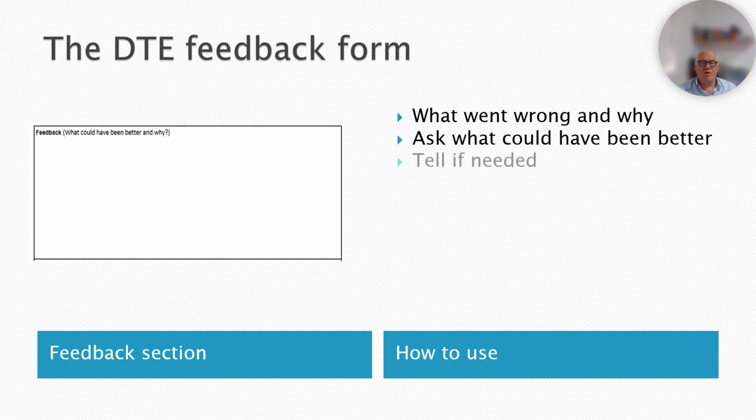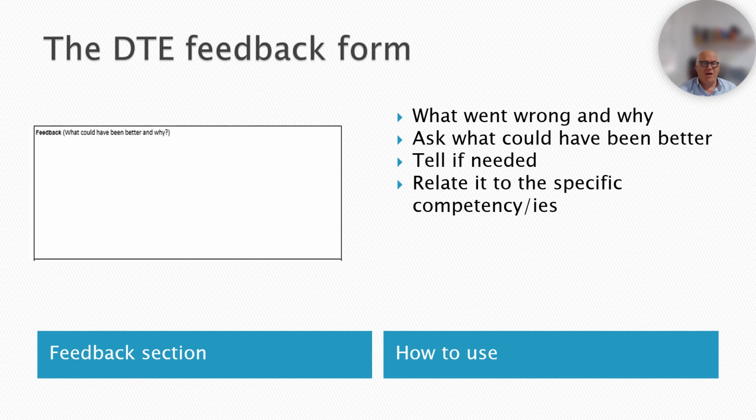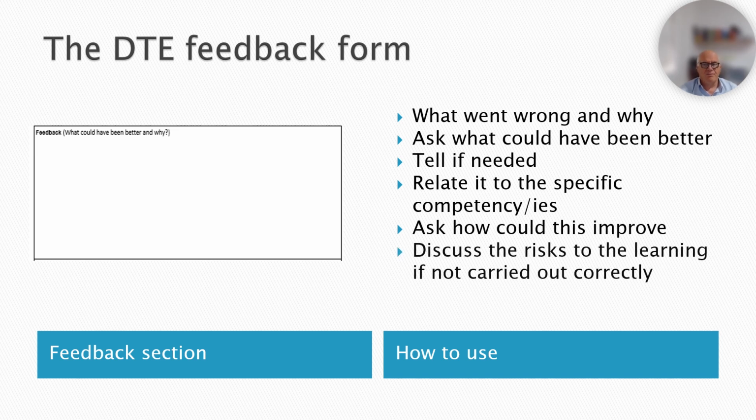They will normally come up with things. Tell if needed. If they really don't know, then you can tell them. And relate it to specific competencies. If they're leaving talking to you too late, then it's communication. If they're missing faults, etc., then it's down to them not giving you the correct feedback or risk analysis and things like that. And then ask them how they can improve and put that down. Discuss, put it down how they would improve. This becomes part of the agreement really between you and them.